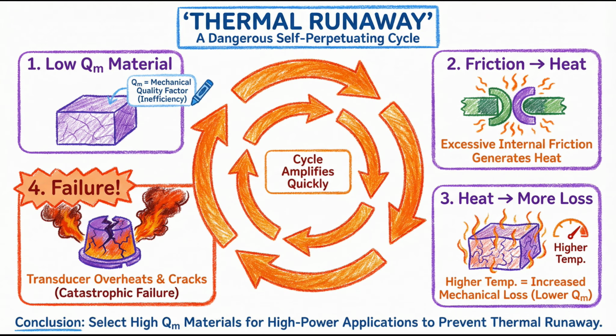What happens when you choose wrong? Using a low QM material in a high-power device creates a death spiral called thermal runaway. Internal friction generates heat, which increases losses, creating even more heat until failure.